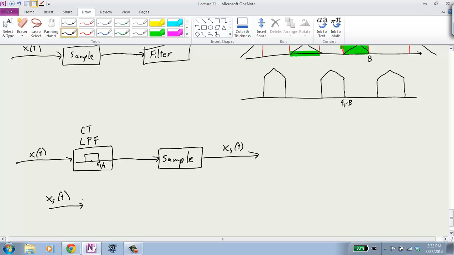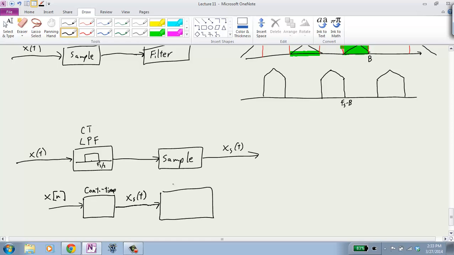Actually, let me say it this way. You take your discrete time signal. You first make it a continuous time representation, meaning that you take your sequence of numbers and you put it back into actual delta functions. It's a train of delta functions. And then all you do is you low-pass filter. Continuous time, low-pass filter. It's the same one, except maybe there's an amplitude gain.